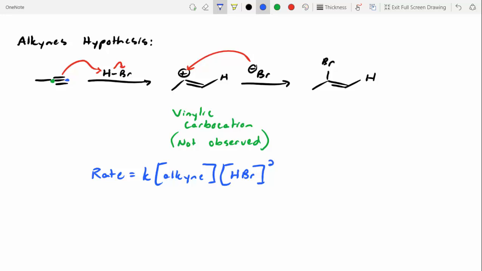Remember that a rate equation is describing the collision of the different components. So if you think about this, this doesn't just go through the collision of an alkyne and one equivalent of HBr. It actually requires two equivalents of HBr to proceed. So let's take a look at the new hypothesis that was formulated after this.